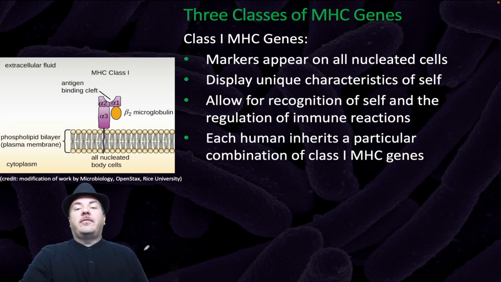There are 3 classes of MHC genes. The class 1 MHC genes, the markers appear on all nucleated cells, display unique characteristics of self, allow for recognition of self and the regulation of immune reactions, and each human inherits a particular combination of class 1 MHC genes.